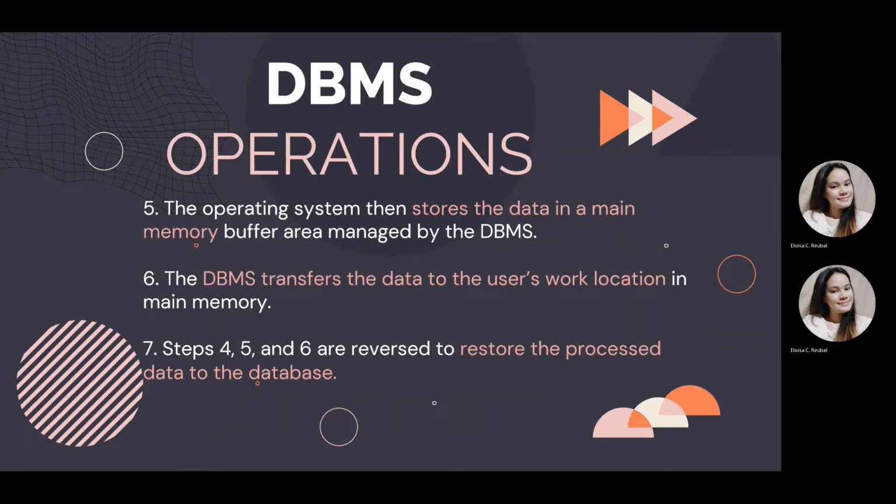The operating system then stores the data in a main memory buffer area managed by the DBMS. Then the DBMS transfers the data to the user's work location in the main memory. At this point, the user's program is free to access and manipulate the data. And lastly, when processing is complete, steps 4, 5, and 6 are reversed to restore the processed data to the database.